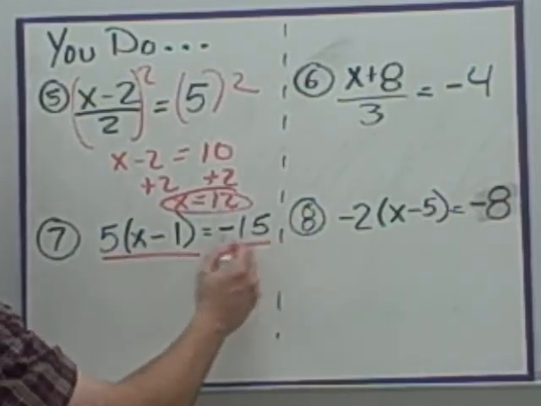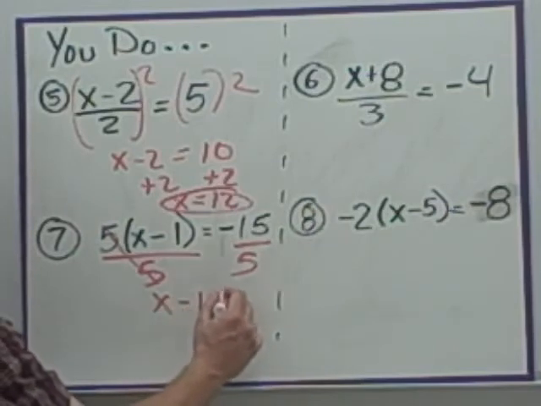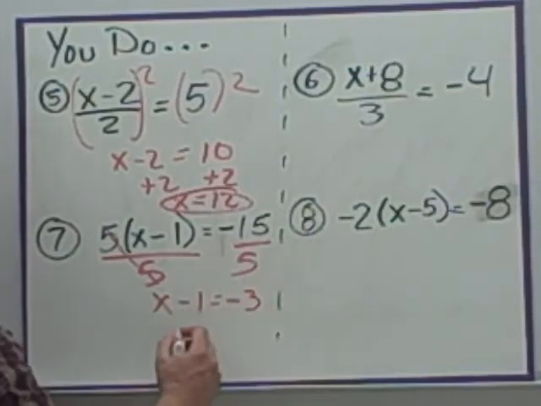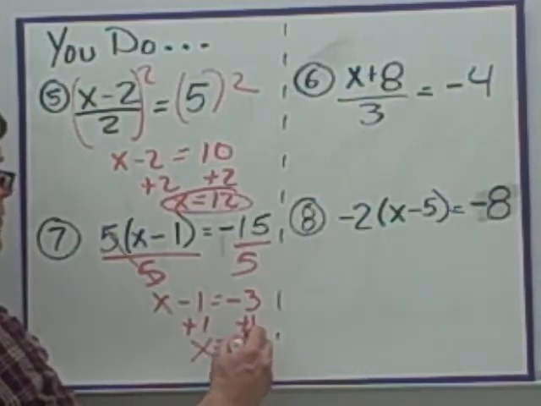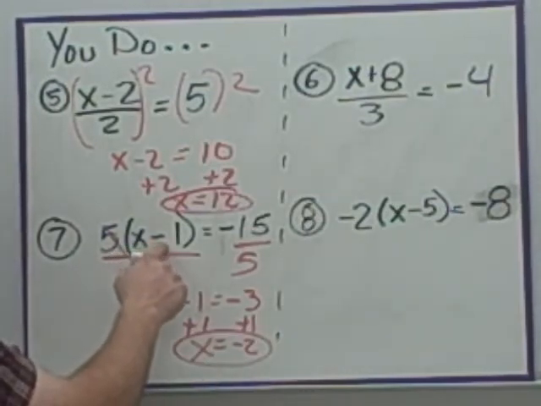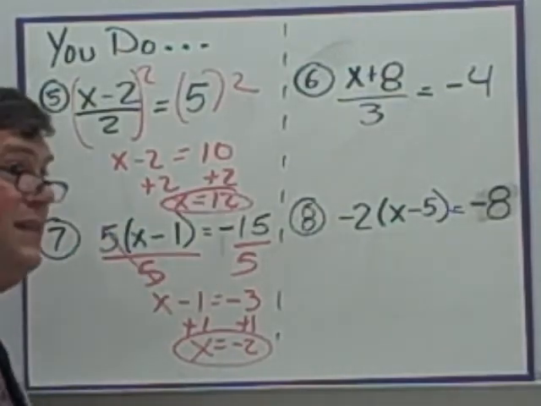Here we start off by dividing both sides by 5. These cancel out. I get x minus 1 is equal to negative 3. Then I would add 1 to both sides, and I get x is equal to negative 2. Negative 2 minus 1 is negative 3. Negative 3 times 5 does give me the negative 15. It does double check.